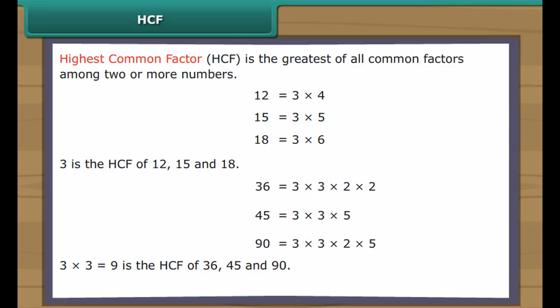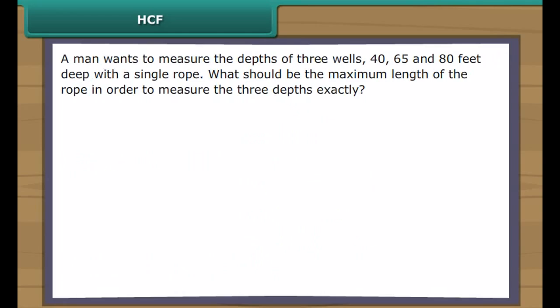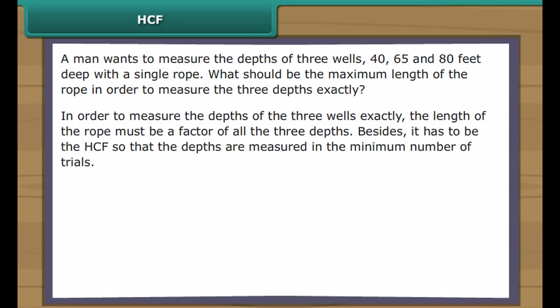Let us look at a real-life situation where HCF is used. A man wants to measure the depth of three wells, 40, 65 and 80 feet deep, with a single rope. What should be the maximum length of the rope in order to measure the three depths exactly? In order to measure the depths of the three wells exactly, the length of the rope must be a factor of all the three depths. Besides, it has to be the HCF, so that the depths are measured in the minimum number of trials.